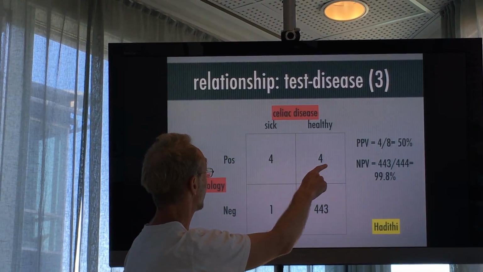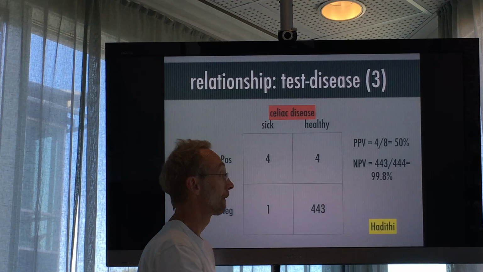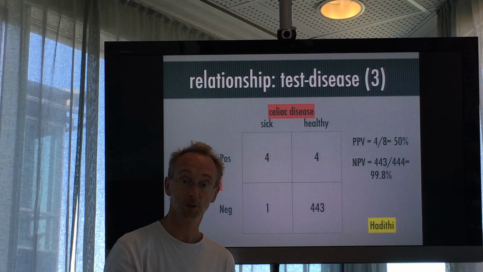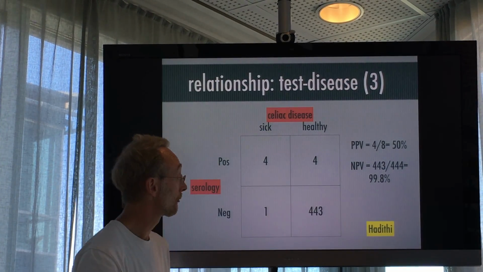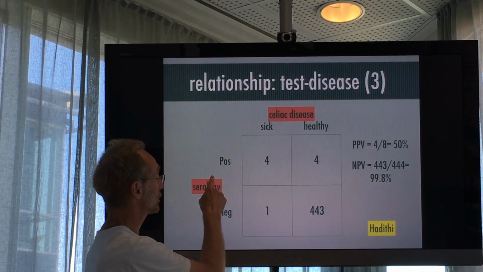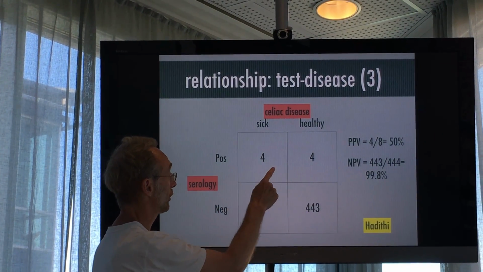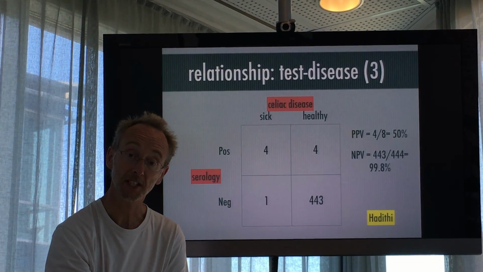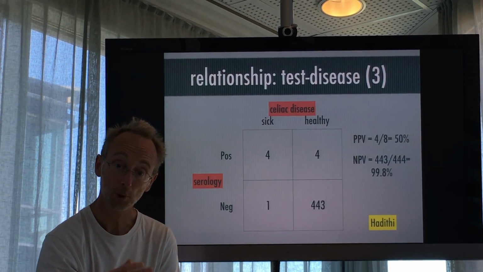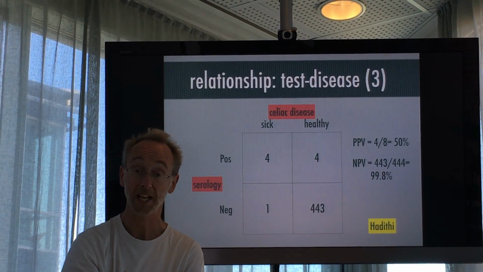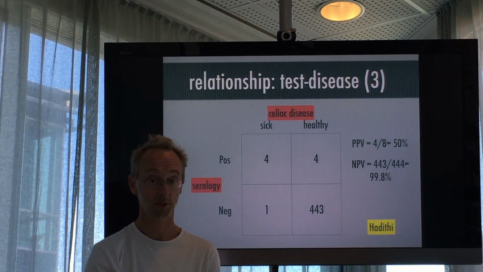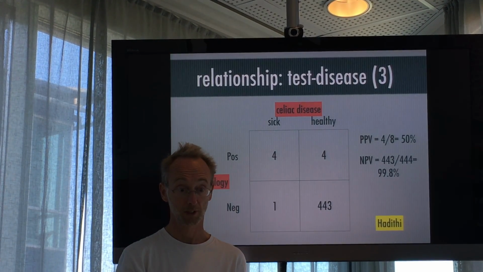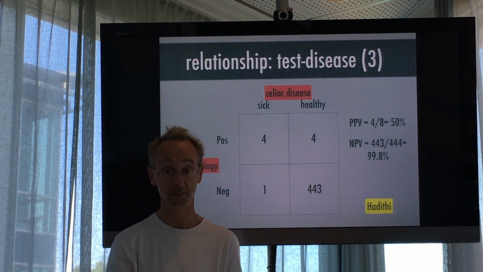The positive predictive value is, if I have a positive test, what proportion of those individuals actually have the disease? Let's first look at how many positives I have by the test. 4 and 4. I have 8 positive individuals. How many of these are sick? 4. So the positive predictive value is 4 out of 8. That's 50%. So if someone just gives me a test result that says it's positive, half of the patients having this test result will actually have the disease.